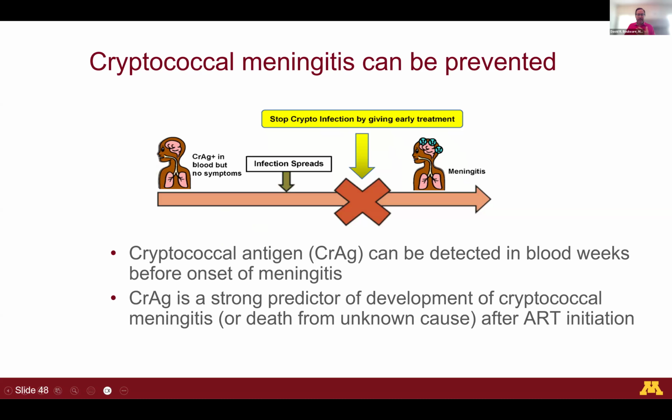And so this cryptococcal antigen can be detected weeks before the onset of meningitis. So we do, in Uganda and as well in South Africa and a number of other places, a reflex cryptococcal antigen screening when people have a CD4 count. If they have a CD4 count less than 200, you can use the leftover plasma specimen to run cryptococcal antigen to detect the antigen. And even if they're asymptomatic, this is going to progress if they're untreated.